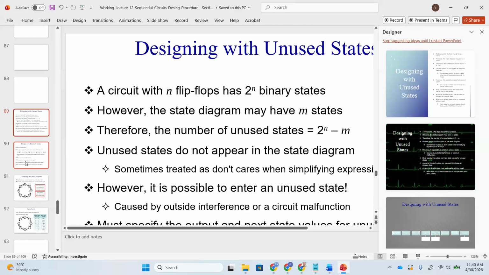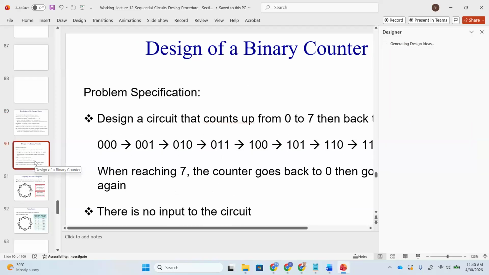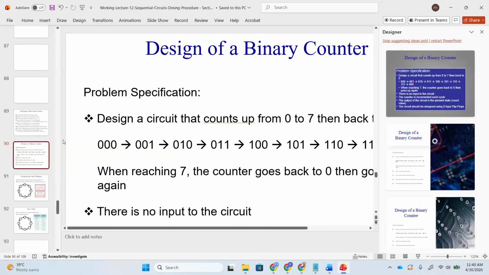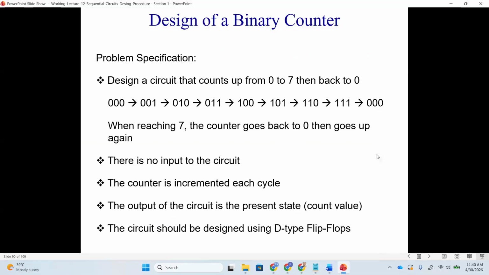Okay, so now we have the unused state, and now we want to design. We did it with the comparator, and now we want to design a binary counter. What is a binary counter? It counts from 0 to 7. Let's assume this is t0. So the state is 0, 0, 0. Then the next state is 0, 0, 1. Then 0, 1, 0. Then 0, 1, 1, 1, 0, 0. And then it goes back to 0, 0, 0.